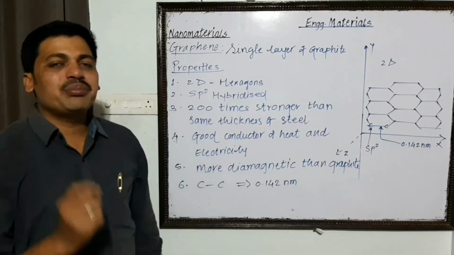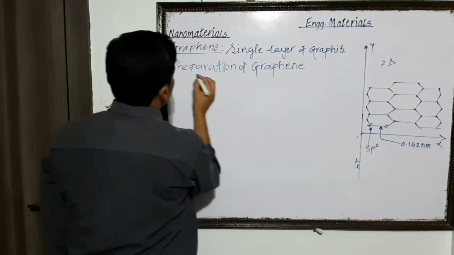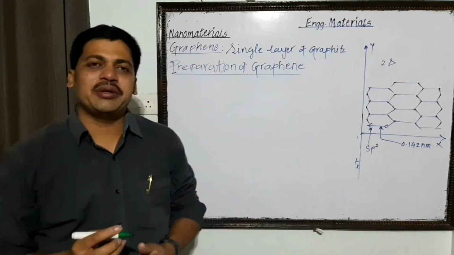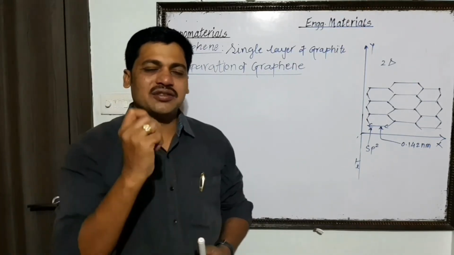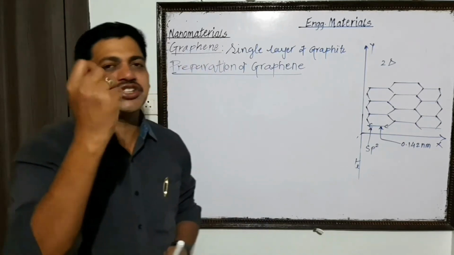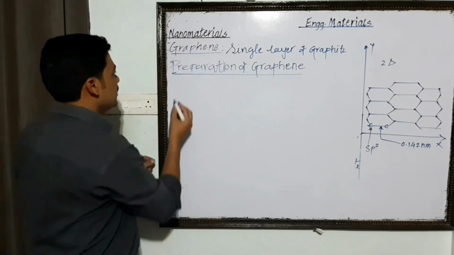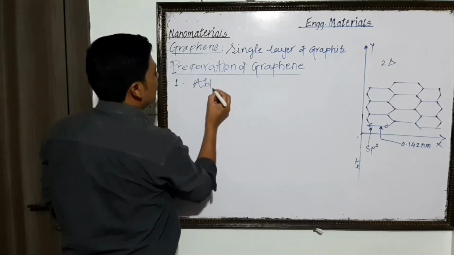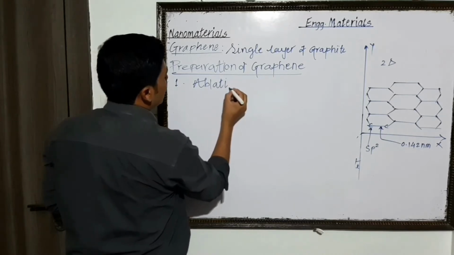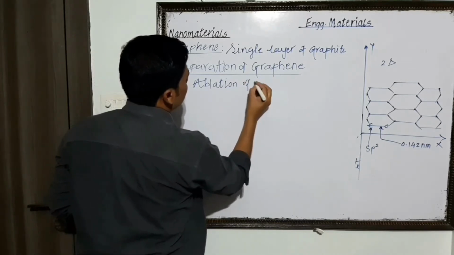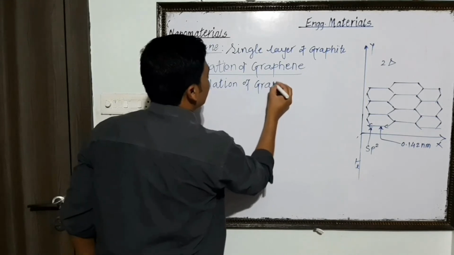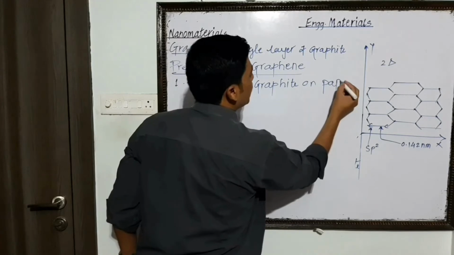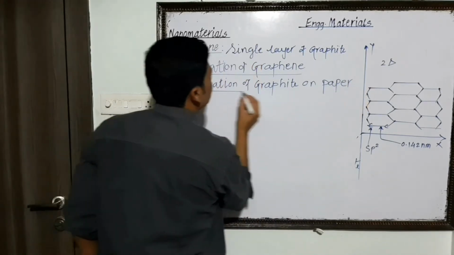Next point is preparation of graphene. Friends, there are a number of ways of preparing graphene. The first method is ablation of graphite on paper. It is very simple. When we take paper and a pencil and rub it, making a single layer of graphite on the paper itself, this single layer of graphite is nothing but graphene.